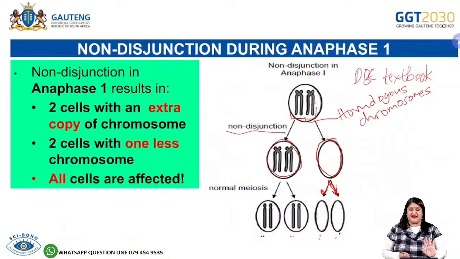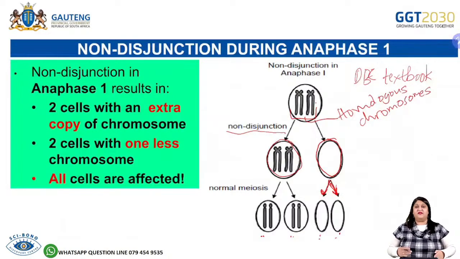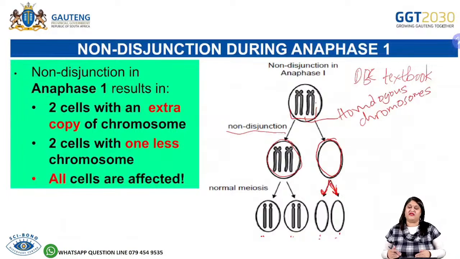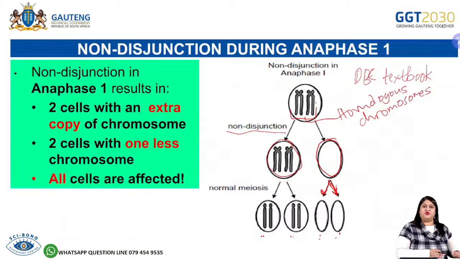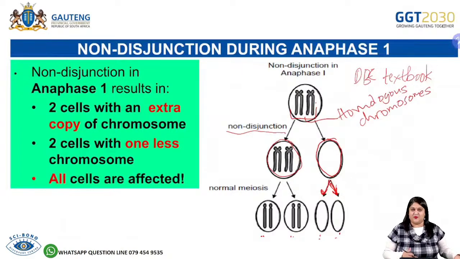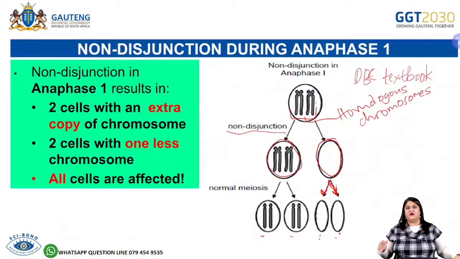I just want to reiterate something. You need to know non-disjunction, okay, as we explained. And you need to know that non-disjunction is going to result in abnormal gametes, right? So they're either going to have extra chromosomes or they're going to have fewer chromosomes. And so non-disjunction, as I said, can happen in animals, it can happen in plants. It doesn't always happen only in humans. But when it happens in humans and it affects chromosome pair 21, that results in Down syndrome. Okay, that's the first point.